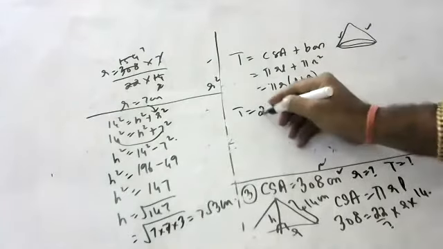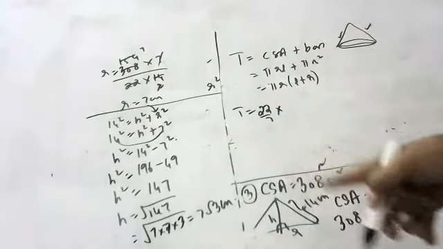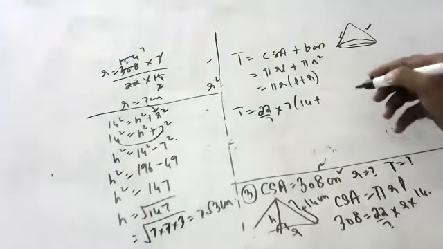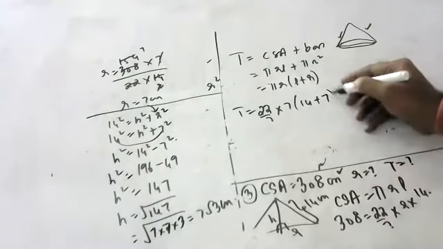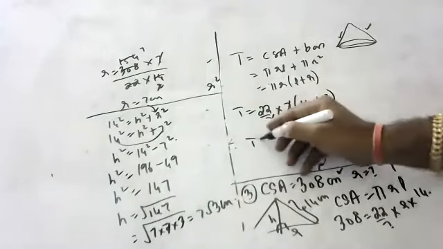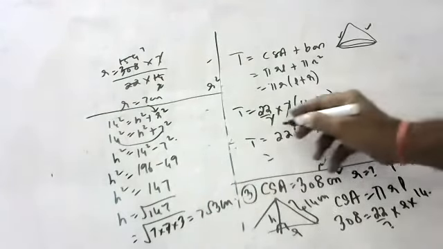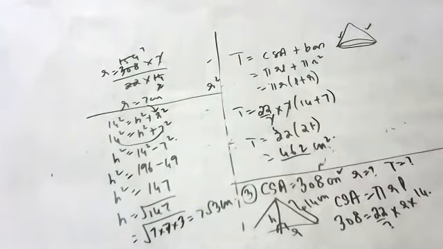So how much is that, children? 22 by 7 into 7, radius 7, into 7 root 3 plus 7. 14. Sir, L is 14? Yes, sir. L is 14 plus 7. So we need not find height, we simply found out L. 7 cancel. 22 into 21. So the answer is 462 centimeters square. Like this we have to do, children, 462 centimeters square.